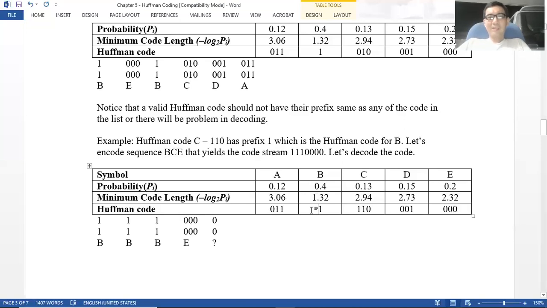This is also one of the good ways for you to check in your final when you have finished your Huffman coding. You have to check whether there is such a bug in your code table. Make sure that no code is a prefix of the code for another symbol.